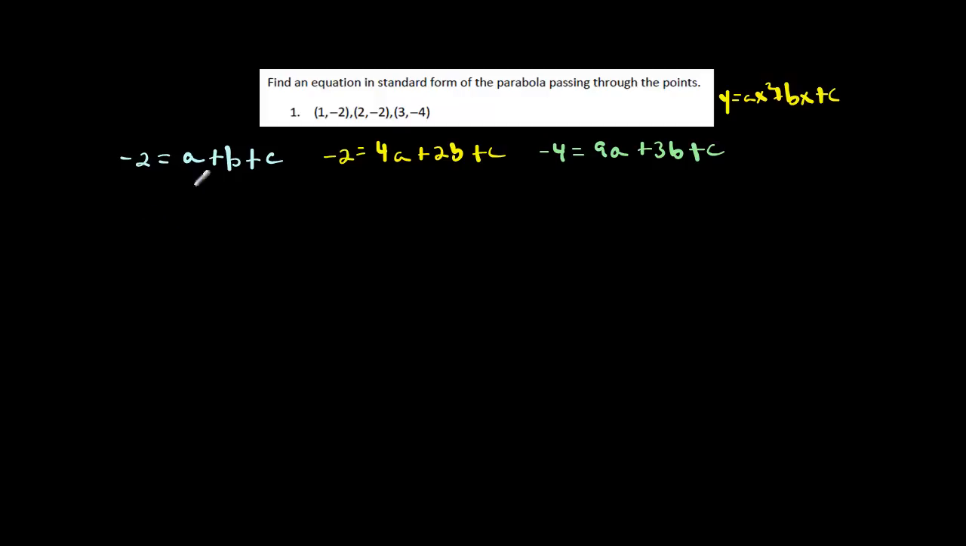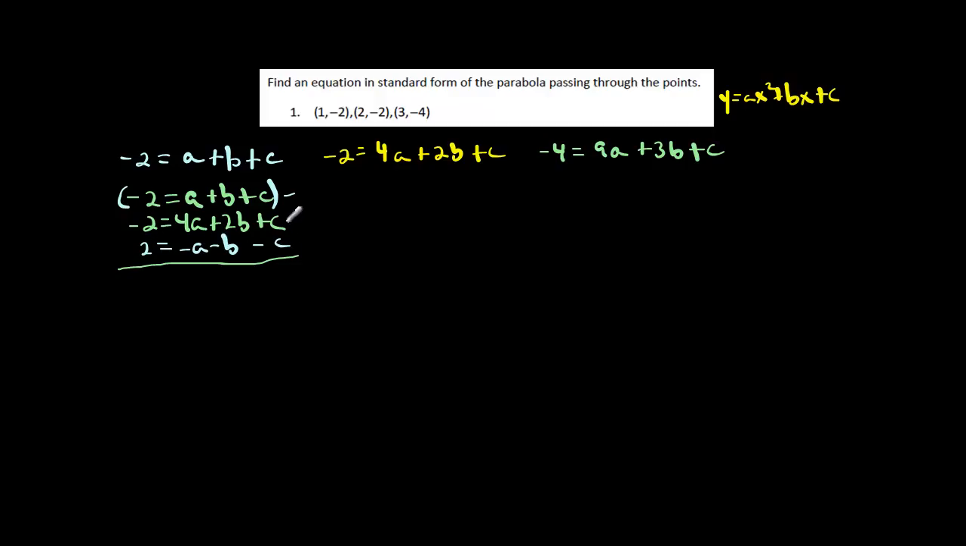So the first thing we're going to do is take these two and put them on top of one another. -2 equals 4a plus 2b plus c. Leave a space. And we're going to multiply the top one by a negative. So we get 2 equals -a minus b minus c. The c's cancel. So we're going to have 0 equals 3a plus b.